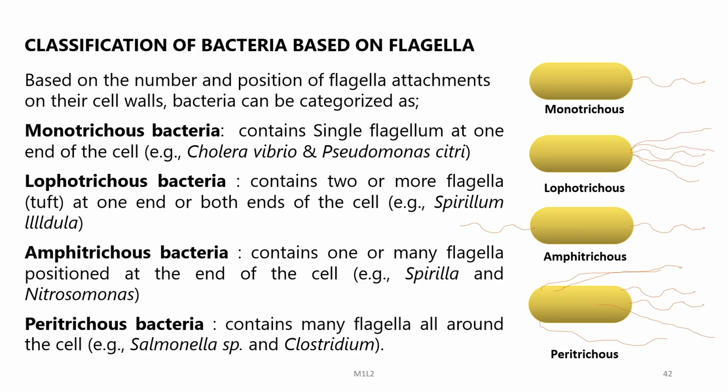Amphitrichous bacteria contain one or many flagella positioned at both ends of the cell, for example Spirilla and Nitrosomonas. Then there is peritrichous bacteria, which contain many flagella all around the cell, for example Salmonella species and Clostridium species.